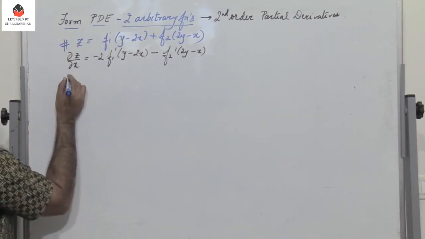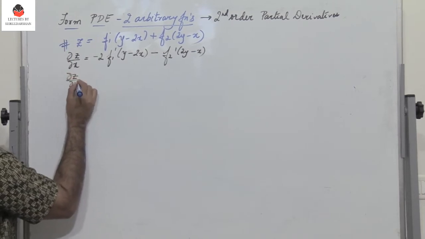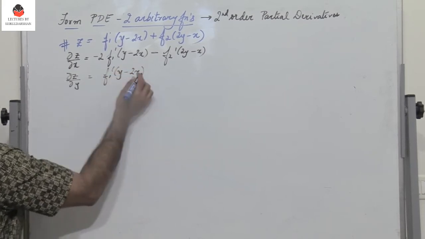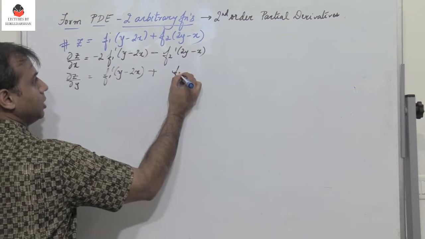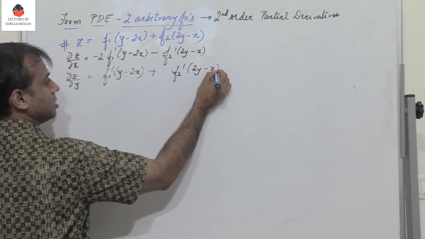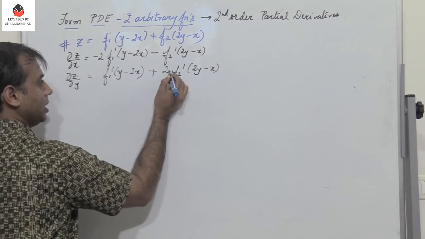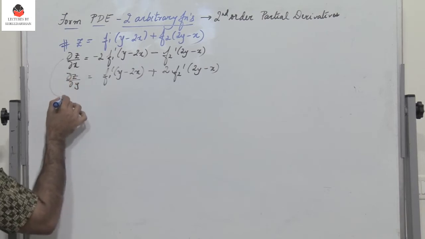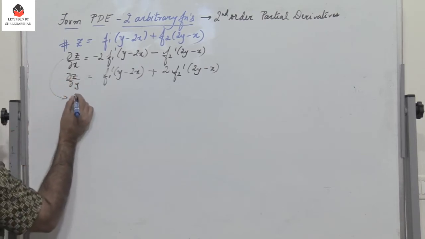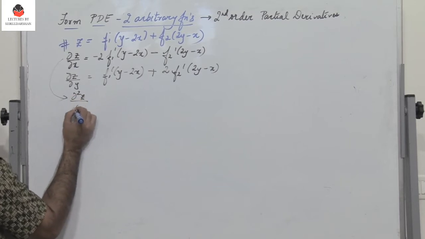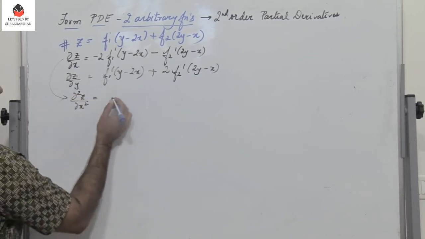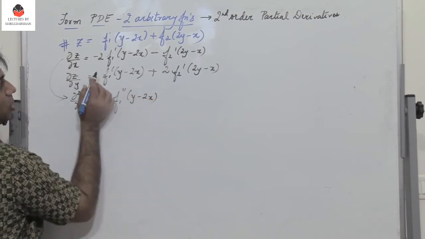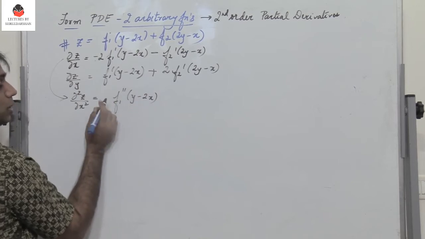Partially differentiate z with respect to y, so ∂z/∂y equals f1' (y minus 2x) into 1 plus f2' (2y minus x) into 2. Now partially differentiate ∂z/∂x with respect to x again. So you get ∂²z/∂x² equals f1'' (y minus 2x), and I already have minus 2 into minus 2 will give me 4.